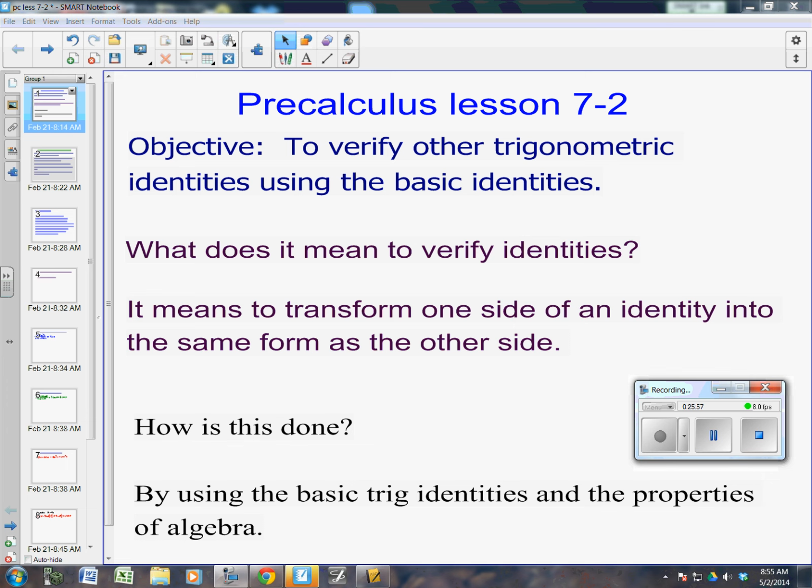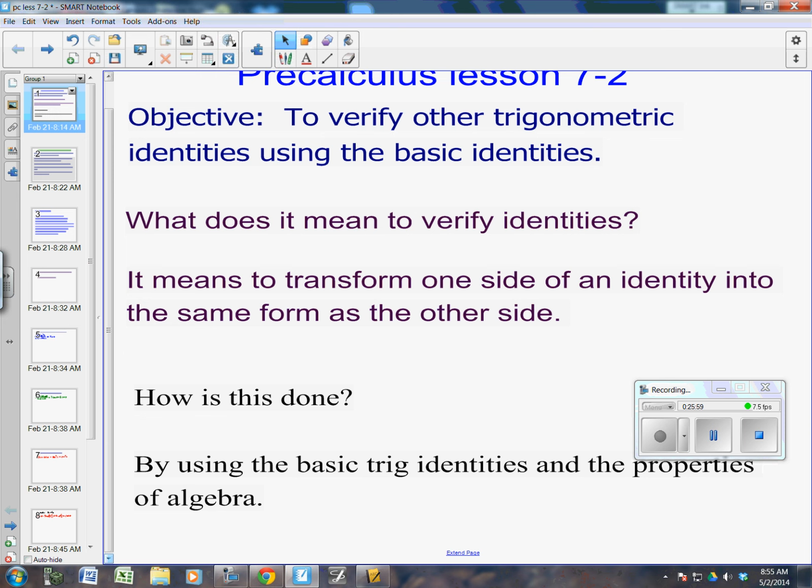How is this done? Using basic trig identities and properties of algebra. Yeah, so let me explain. We have been doing this already, but let me rephrase it again, just to make sure you understand. We're going to take the identities that we already know, like the Pythagorean identities, the quotient identities, and the reciprocal identities, and we're going to use them to make substitutions. Then we're going to use our algebra skills to simplify them. You've got to use algebraic manipulations to simplify them. Okay? That's what we're doing.